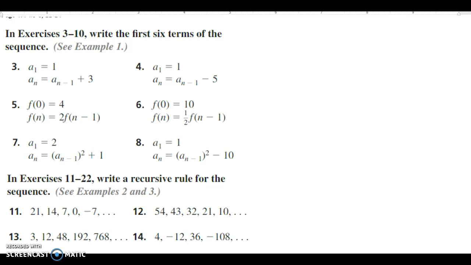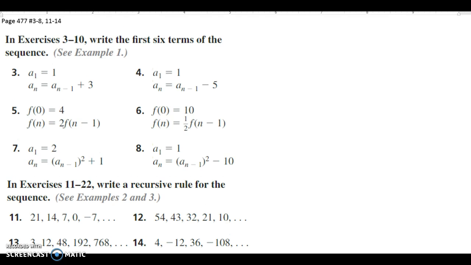This is the assignment for today. Page 477, numbers 3 through 8 and 11 through 14. Have fun.